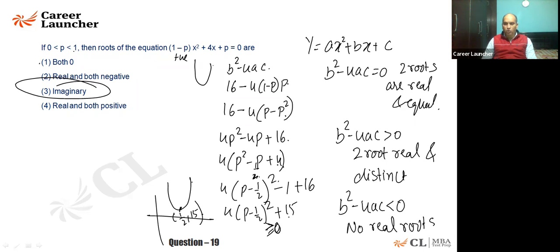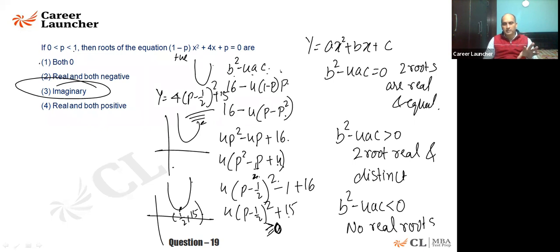So this is what we are talking about, the discriminant. If the equation is y equal to 4 times of (p minus half) square plus 15, I'll say yes, you are right, it is hanging in the air. But we are trying to prove b square minus 4ac, which is coming out to be greater than 0 in any of the cases. Very nice.